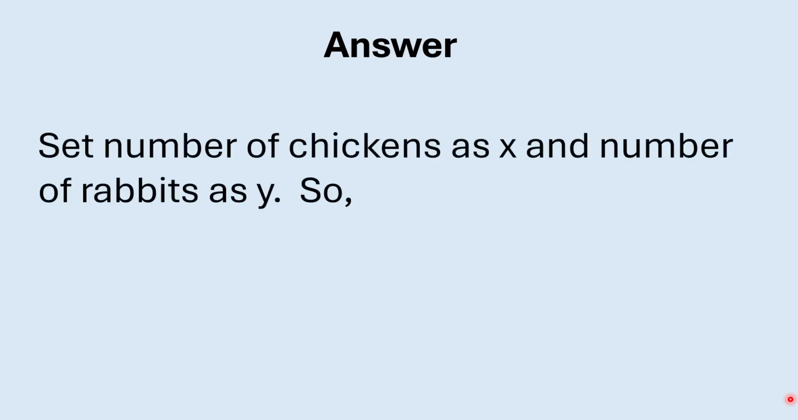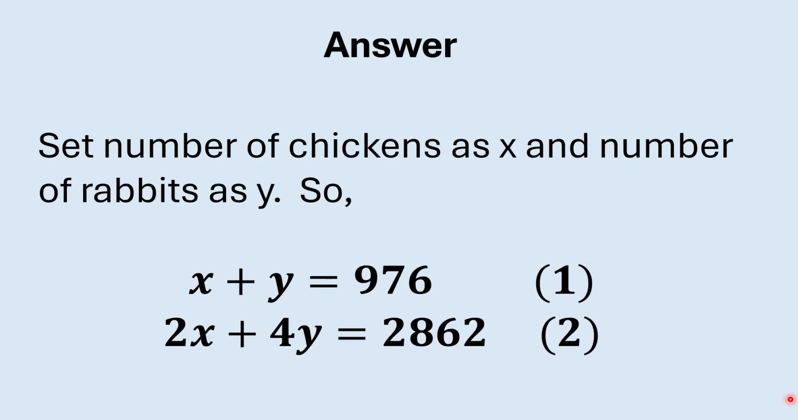Firstly, we can set the number of chickens as x and the number of rabbits as y. And based on the description of the question, we can build up two equations. Firstly, because each chicken has got one head and each rabbit has got one head, x plus y is equal to 976. This is the total number of heads.